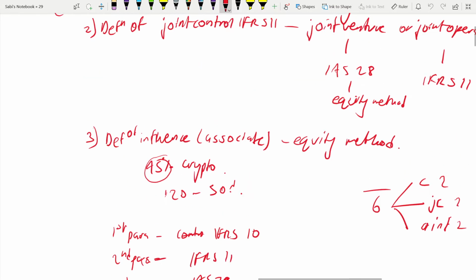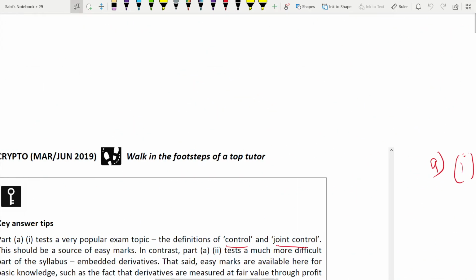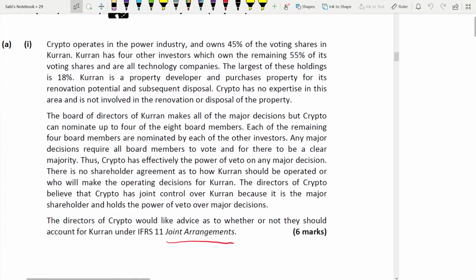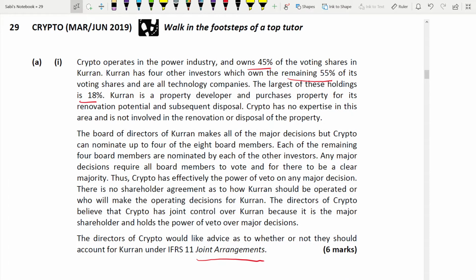Now can we see the scenario briefly before I take you to the actual answer? I'm not going to read the answer, but I'm just going to show you how the answer is. So if you see here, okay, he owns 45%. The rest all own the remaining 55%, and 18% is the largest held by any one of them. Okay, and the important part is the second part. What business is involved in, all those things are not so much important. What's important is regarding major decisions. So crypto can dominate up to 4 of the 8 board members. Out of the 8, 4 are made by crypto, the other 4 are made by the other shareholders.